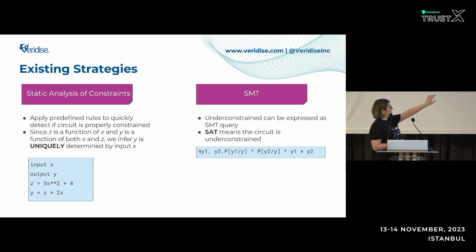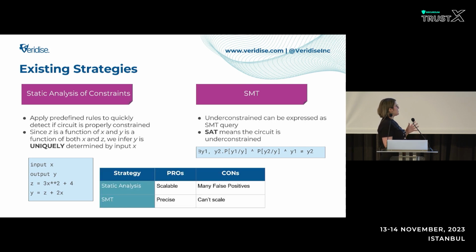So basically, what you see in there is a logical formula that encodes the non-determinism behavior we saw on the previous slide. So basically, if this formula is satisfied, it means that we found an unconstrained vulnerability in our circuit.